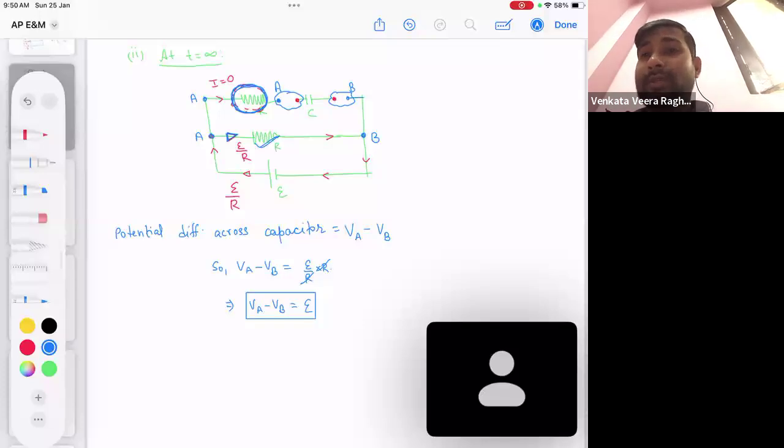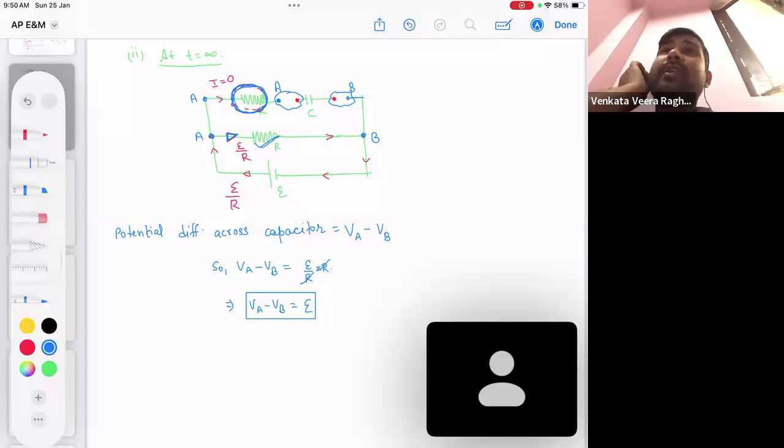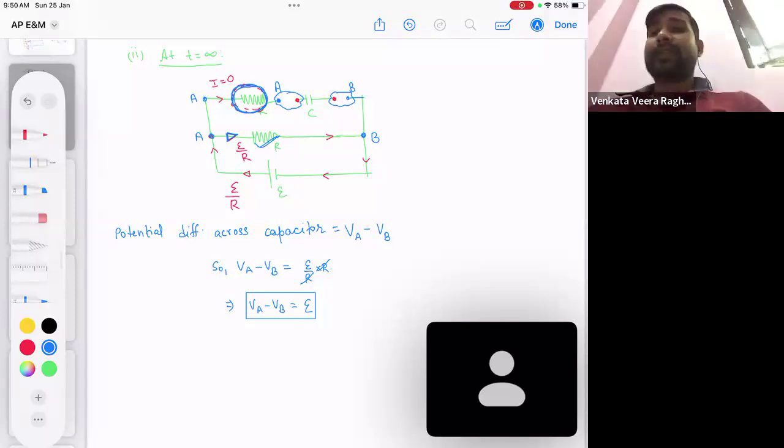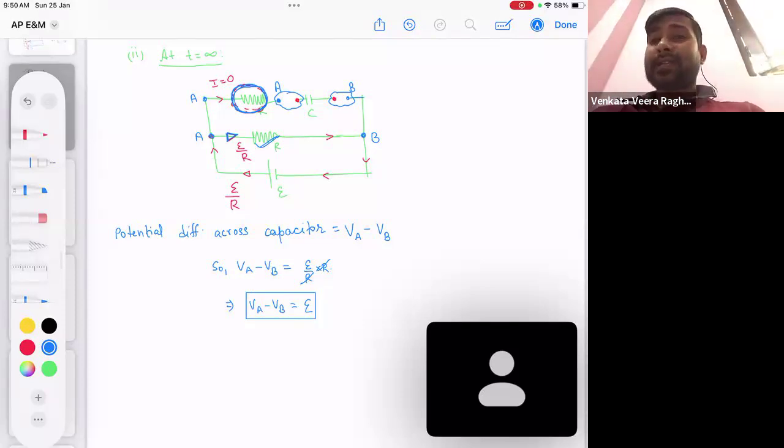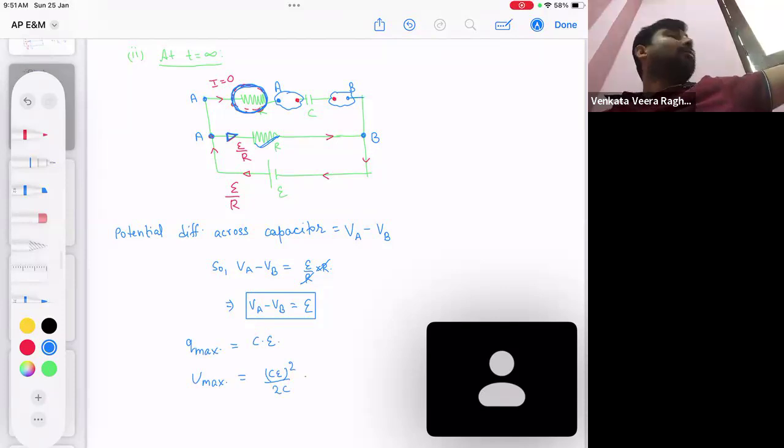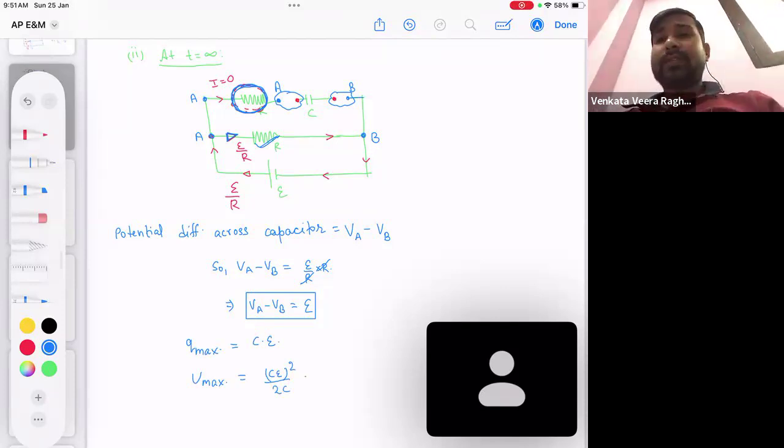Understood? In the steady state, the charge on the capacitor is maximum. So what is going to be Q max? C into E. What is the maximum energy stored? CE square by 2, or Q square by 2C, we can write it. Understood?